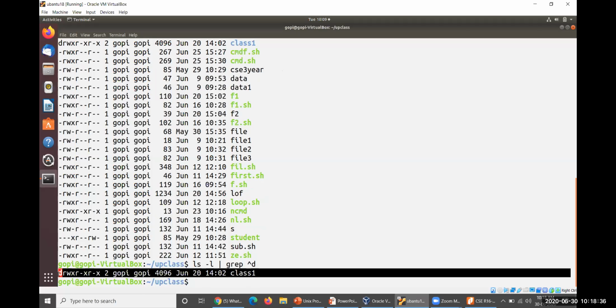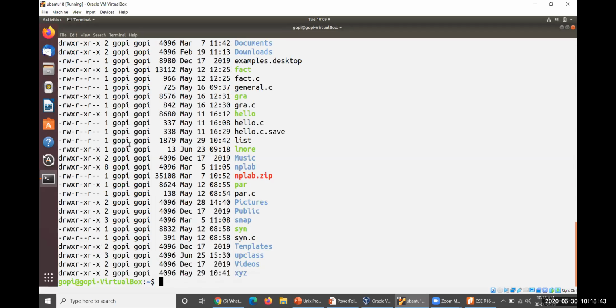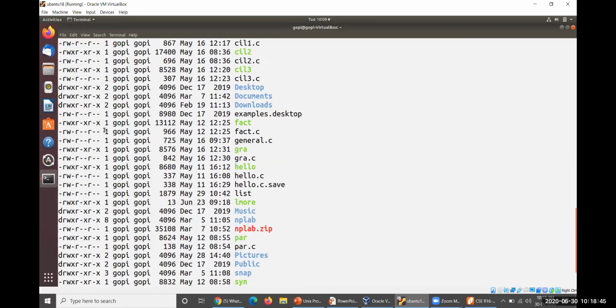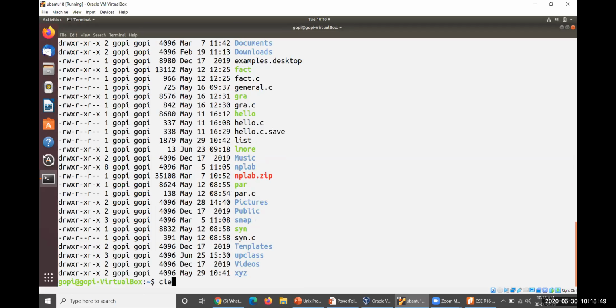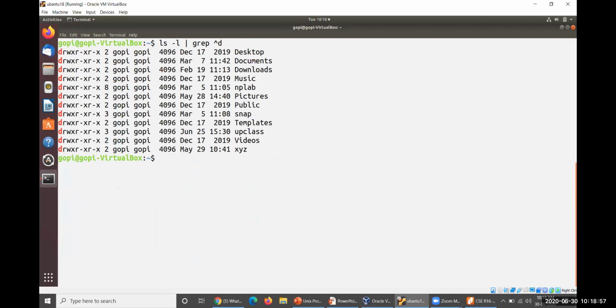You can see only one directory is available with us. Let me go back and apply ls -l, because we do have many directories here. So 1, 2, 3, 4, 5, 6, many directories are there. To apply this, look at this ls -l, and give its output as input to grep that starts with d. So these are the directories. Like this, you could apply this regular expression.